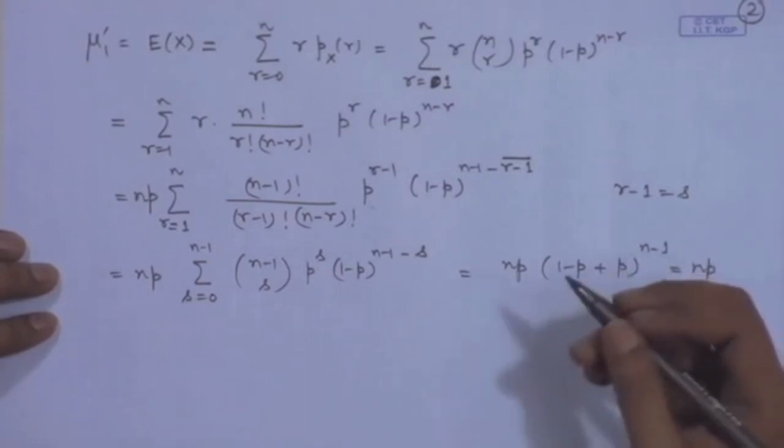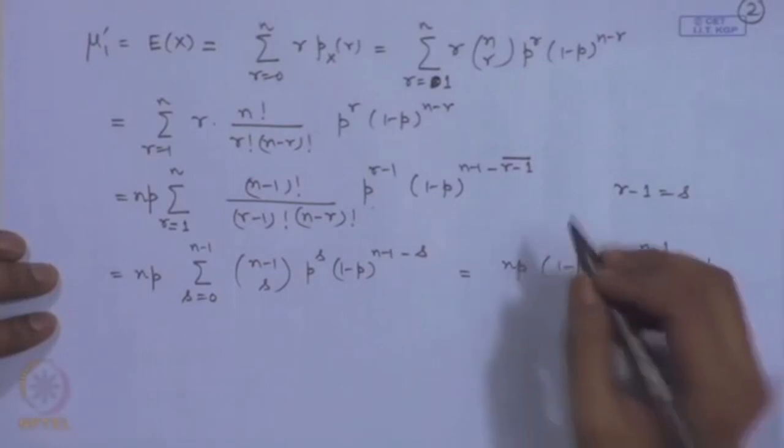Now, let us look at the physical interpretation of this. In each trial, the probability of success is p. So, in n trials, the expected number of successes is n times p. So, that is justified here. Now, in order to calculate higher order moments, for example, if I want to calculate the variance of this distribution, I need expectation of x square.